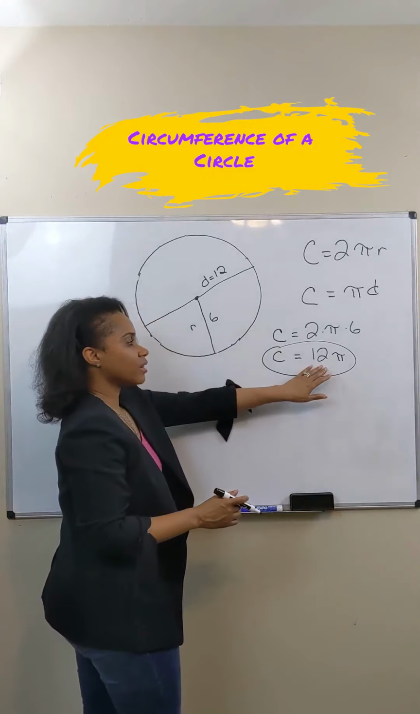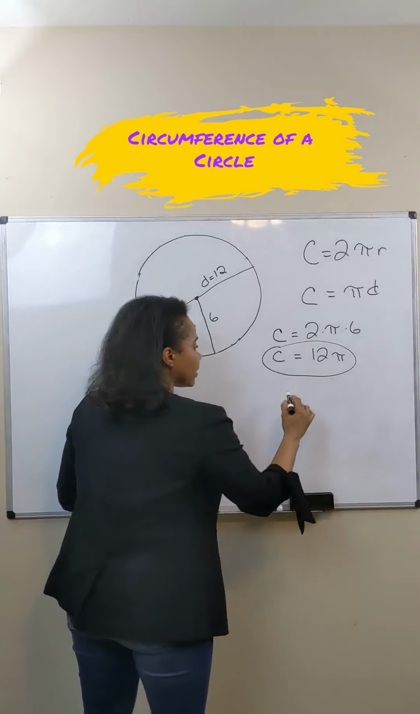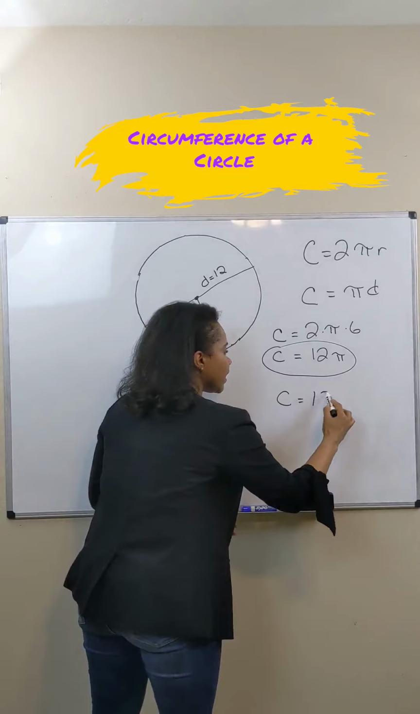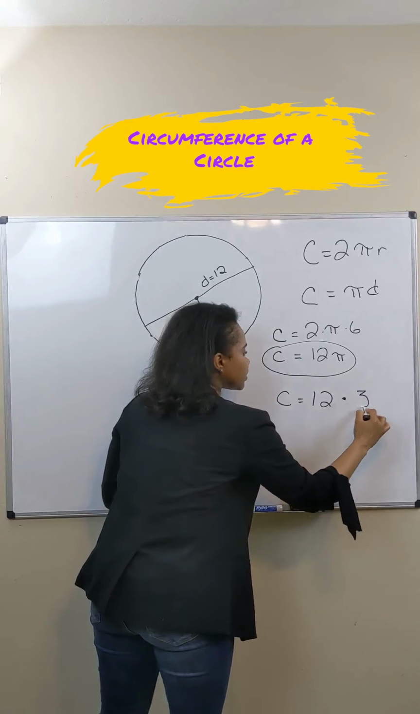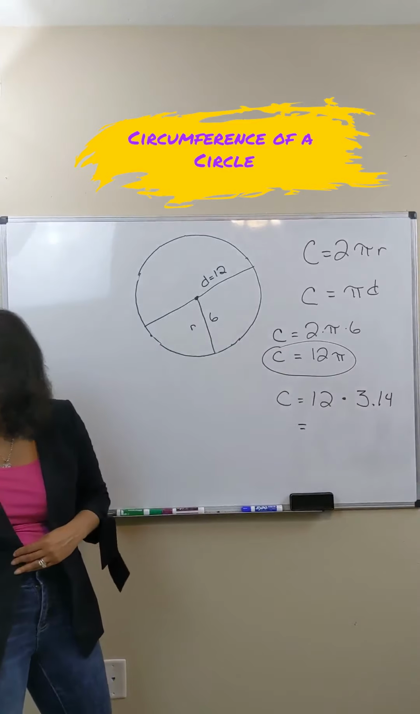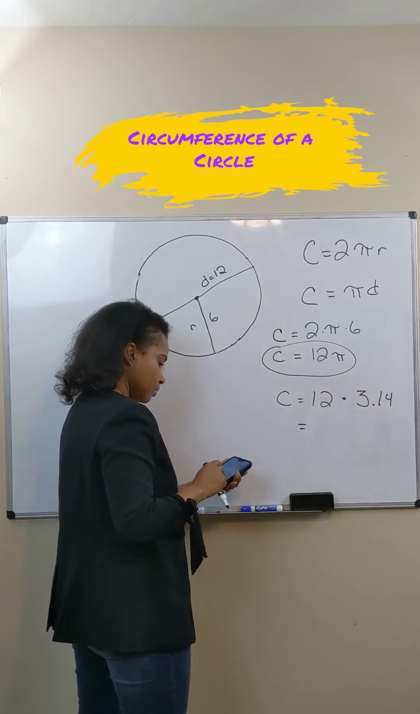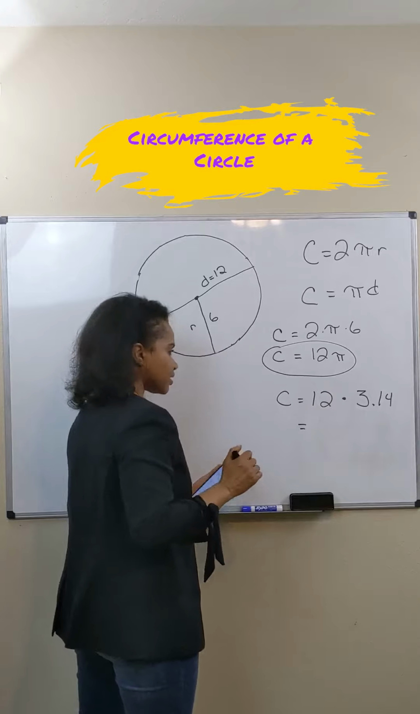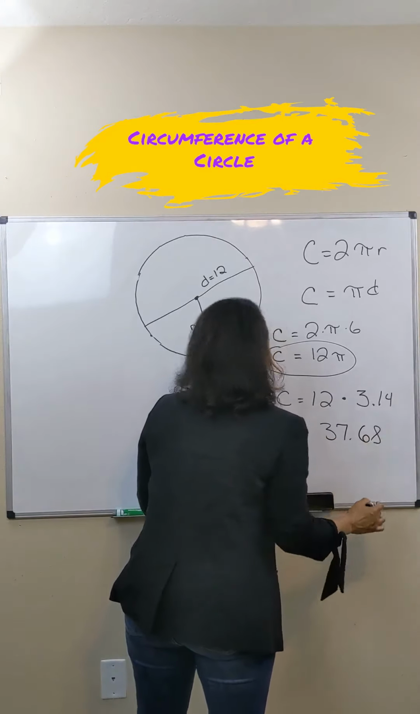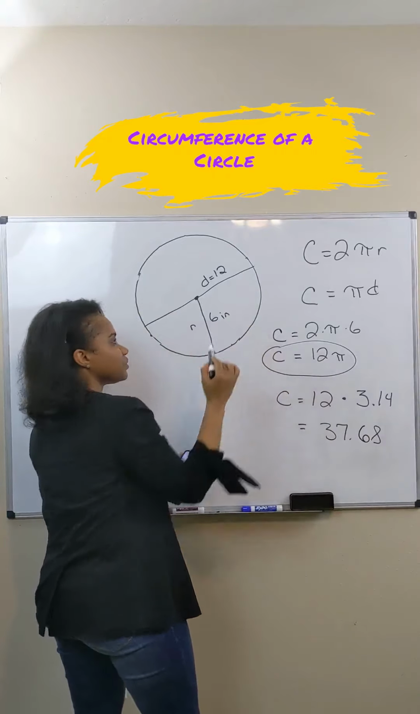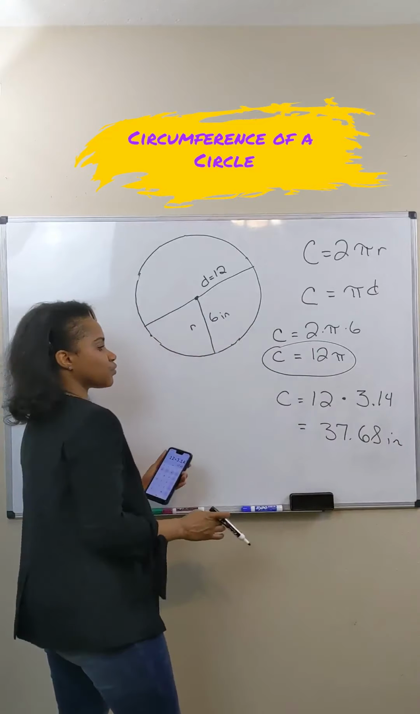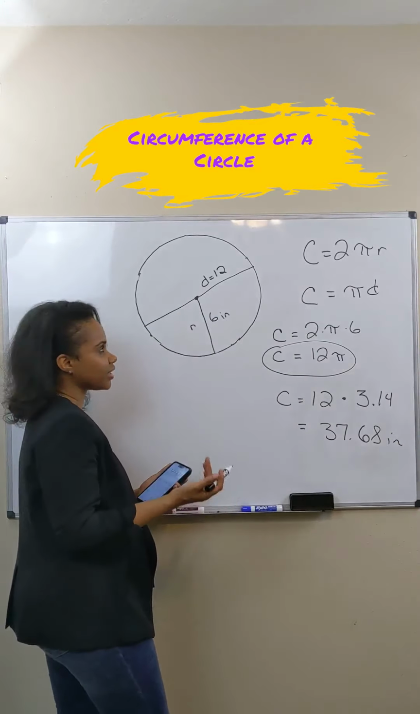But if I want to write this as a decimal and not use pi, I just multiply 12 times pi. I'm going to actually round pi to just 3.14. And let's see what that would be. That's 37.68. And I didn't put any units here, so I'm just going to put inches. And so the circumference of this circle would be 37.68 inches.